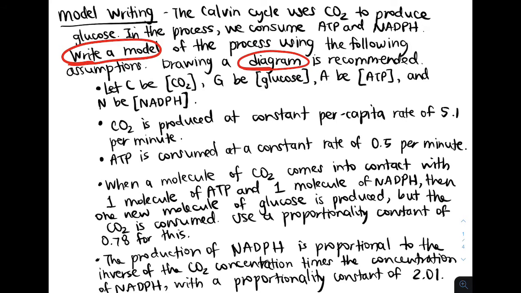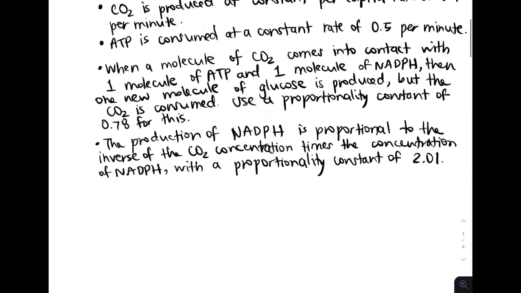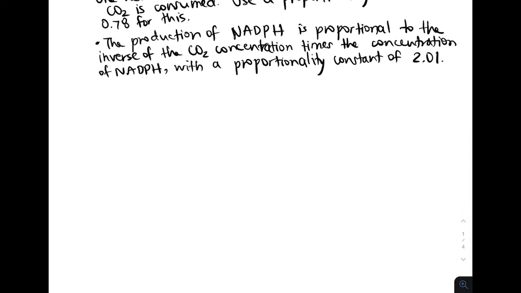So let C be the concentration of carbon dioxide, G be the concentration of glucose, A be the concentration of ATP, and N be the concentration of NADPH. Our variables are C, G, A, and N. So the first thing I'm going to do is draw boxes for each of these variables. These are going to help me follow the inflow and outflow from each variable.